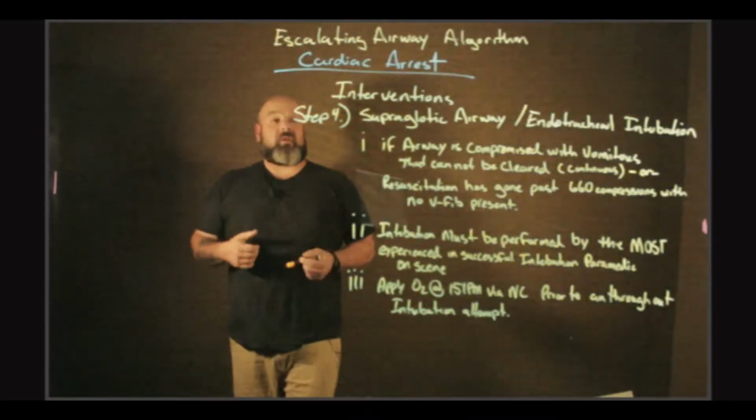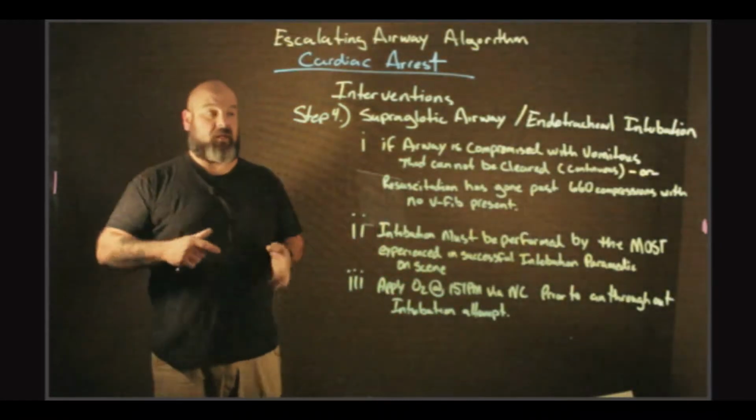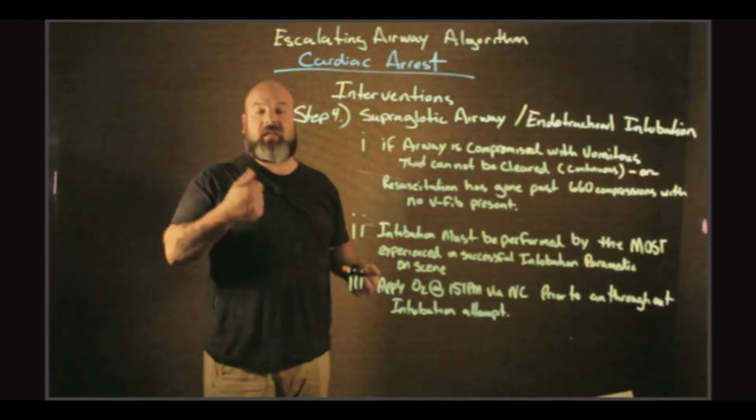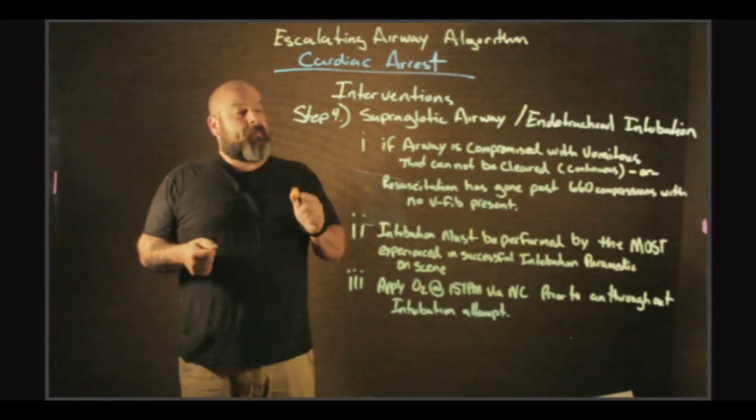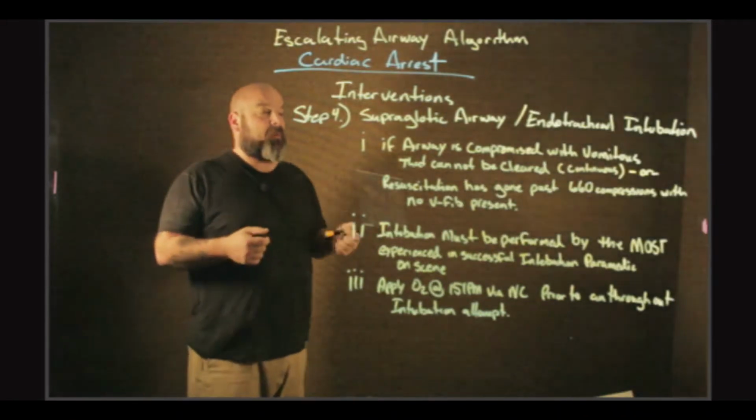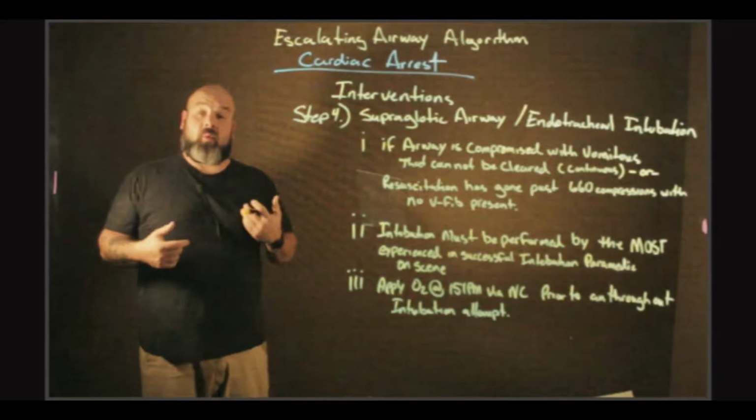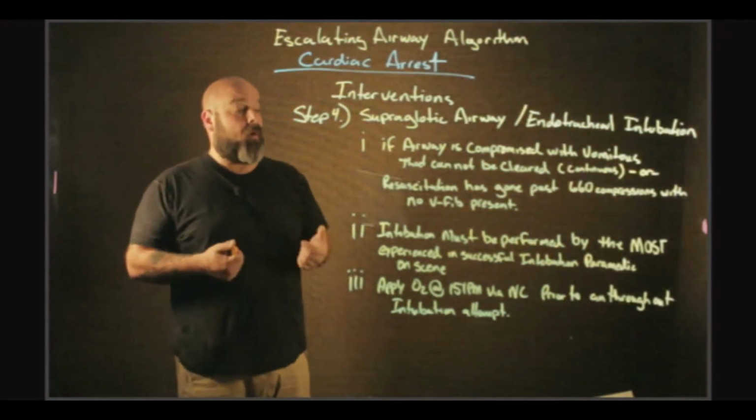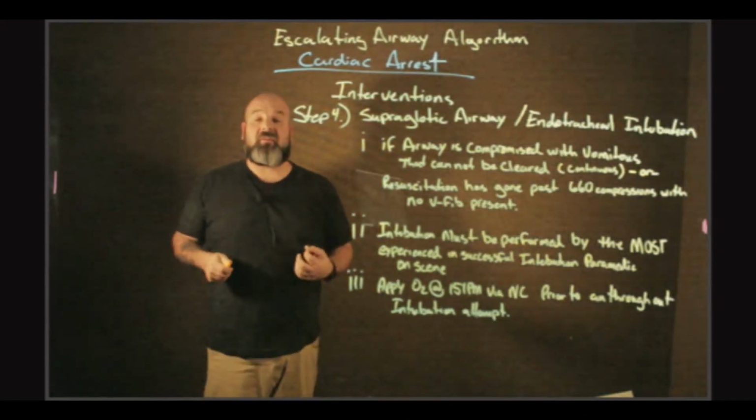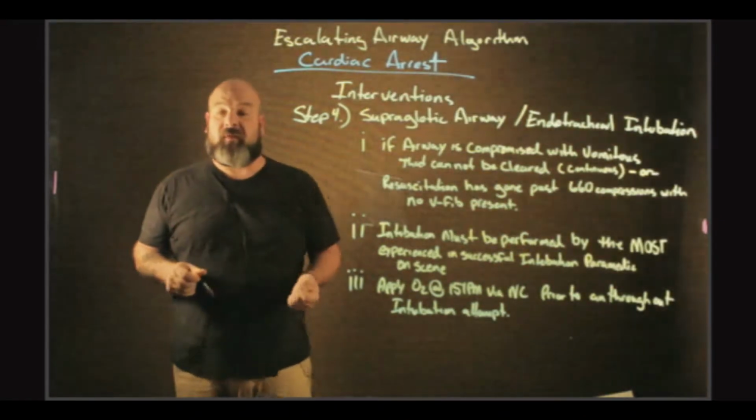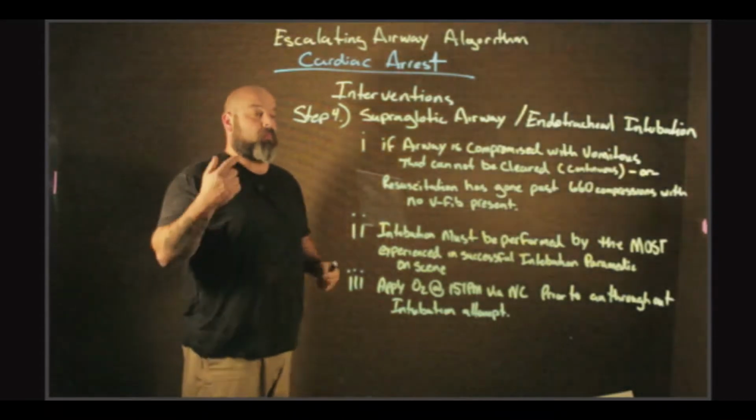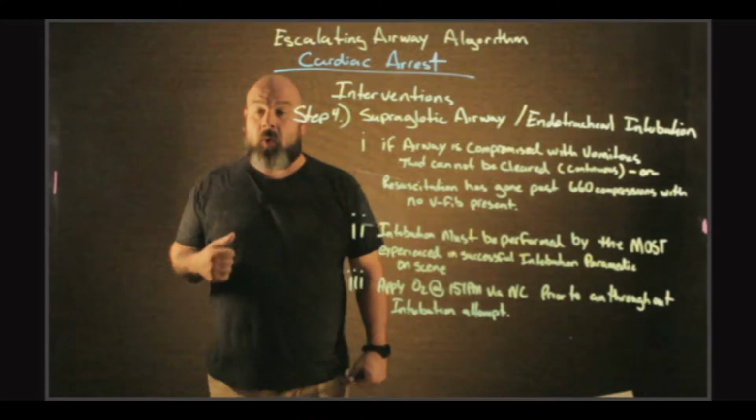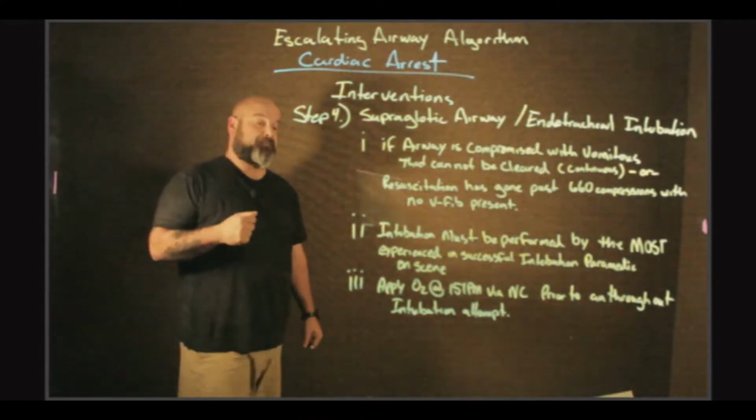Okay, we're going to progress on to step 4, which is our advanced airways. So again, we're looking at supraglottic airway and endotracheal intubation. If the airway is compromised with vomitus that cannot be cleared, or continuous vomiting that cannot be cleared with suctioning, or if the resuscitation has gone past 660 compressions with no VFib present, if these two criteria are met, you will progress to supraglottic or to endotracheal intubation.